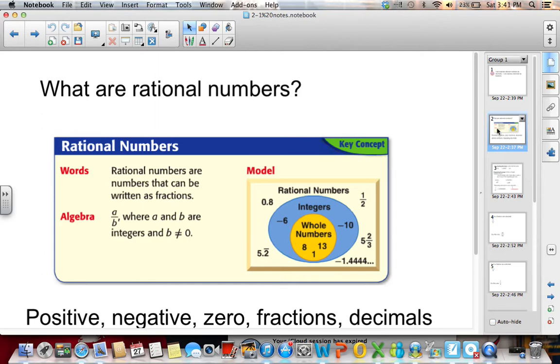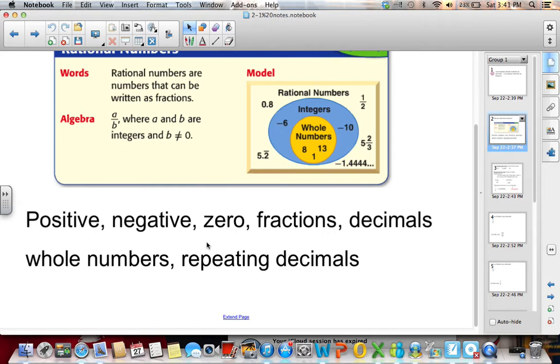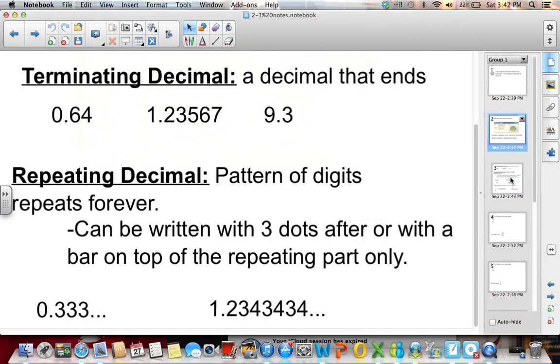So a rational number, as you may recall, is a number that can be written as a fraction. So that includes everything inside this box: whole numbers, integers, fractions. I wrote positive, negative, integers, zero, fractions, decimals, whole numbers, repeating decimals. You can write any whole number or any integer as a fraction because you can always just put 1 under it and it's a fraction. Zero, decimals. All of these are examples of rational numbers.